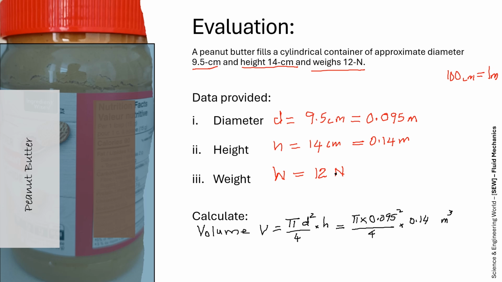If we put all this into a calculator, we are going to get, let's put it in standard form, 9.923 times 10 to the power minus 4 meter cubed. So this is the volume of the container.